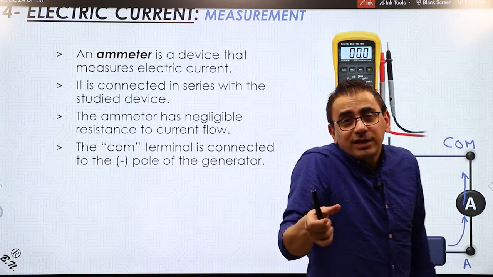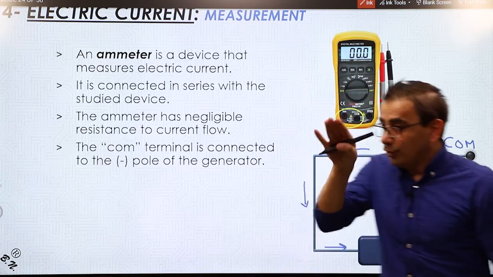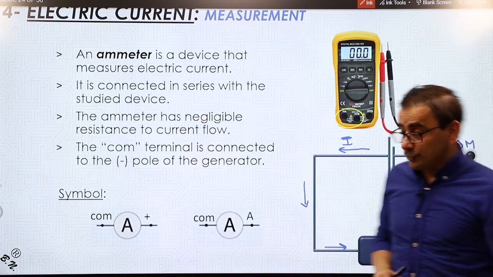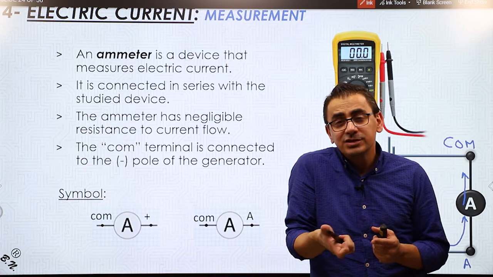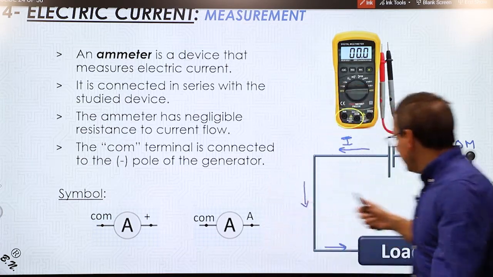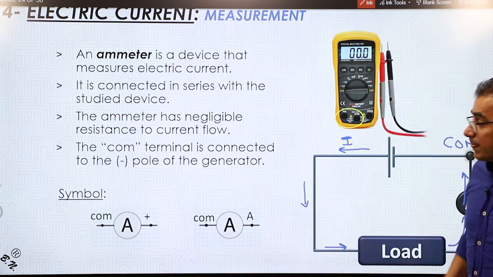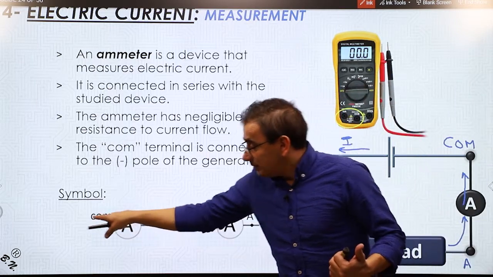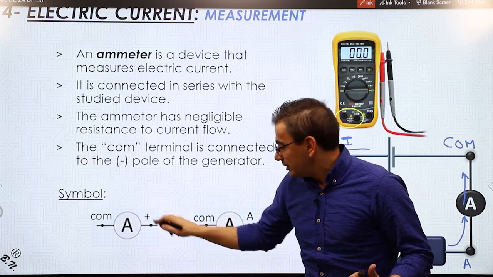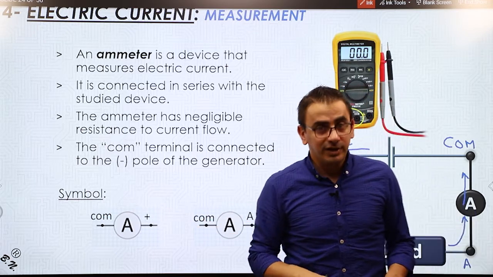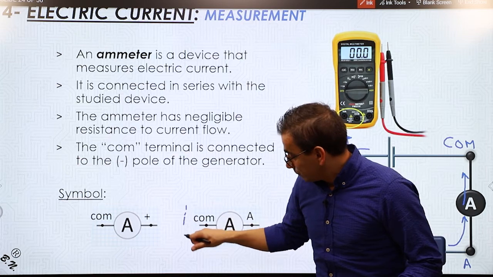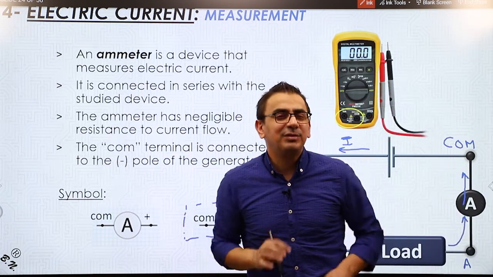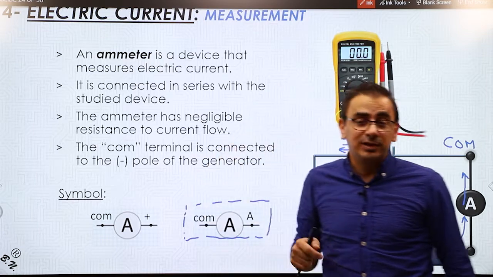But if you reverse the connection, it's not the end of the world. All that you're going to have is a negative reading in the ammeter. Okay? So if you just reverse the connections, it remains correct, but it will display a negative reading. The symbol for an ammeter, as you saw there, we draw A and place COM and plus. This plus can be removed and replaced by the letter A. I usually prefer to use this, by the way, because having a lot of plus signs in the circuit might be a bit confusing, especially if you have many ammeters.